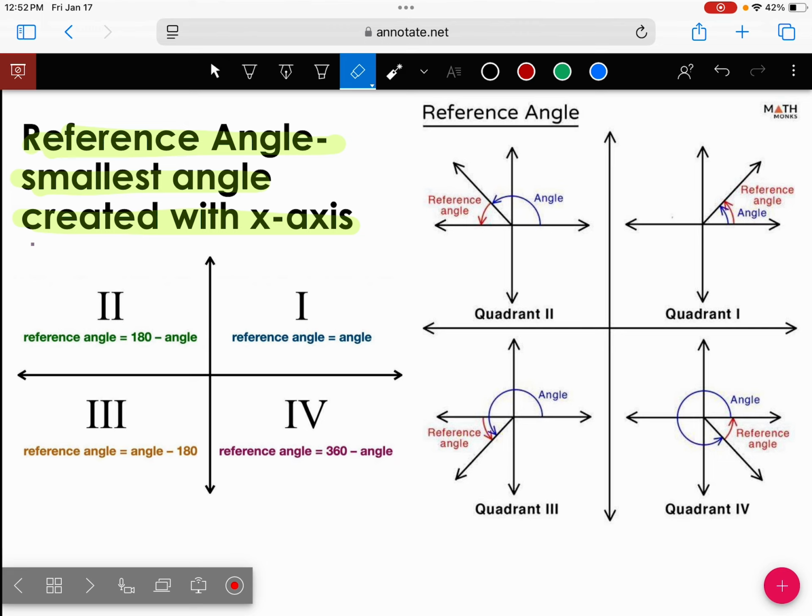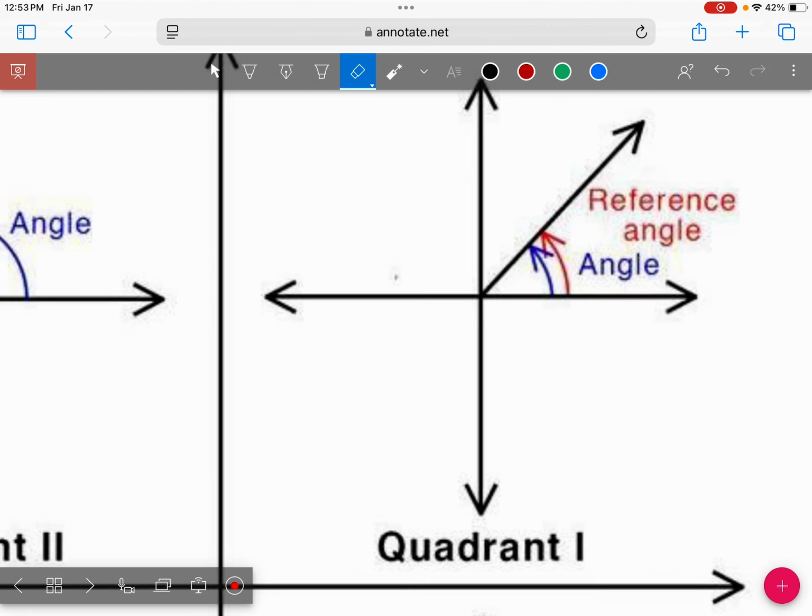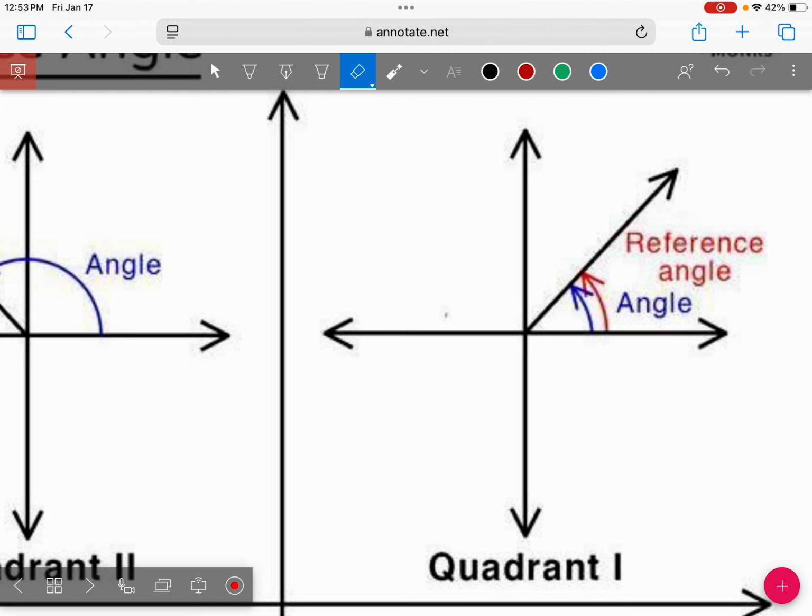All right, so let's look at these 2 different cutouts, and I'm going to explain them both. I like them both. The one gives you a visual of what it looks like, and the second one gives you the equation on how to find it. So if you have an angle in quadrant 1, whatever your angle is, that's the same as your reference angle.